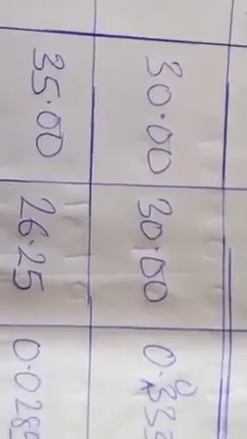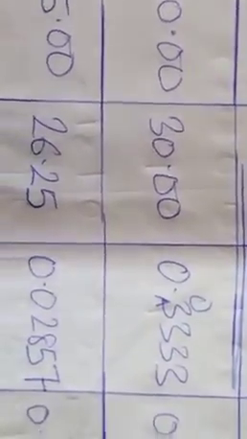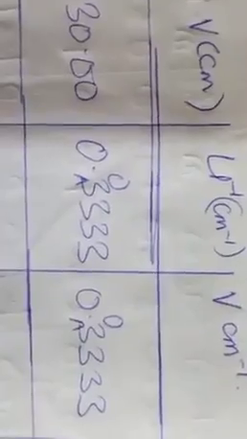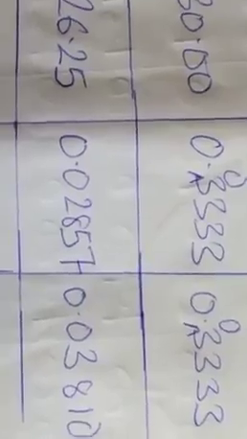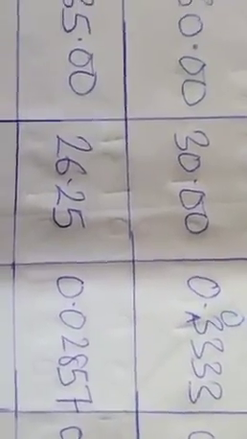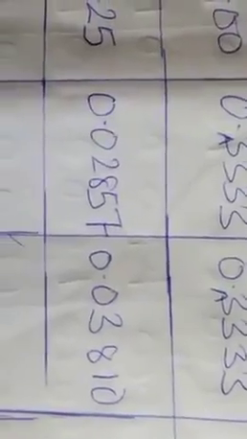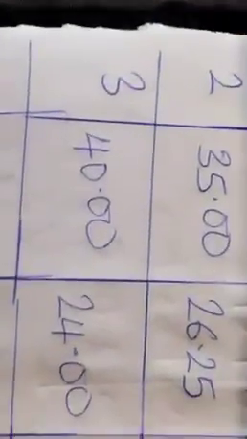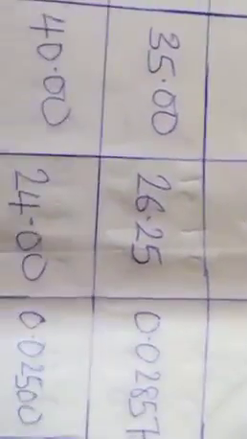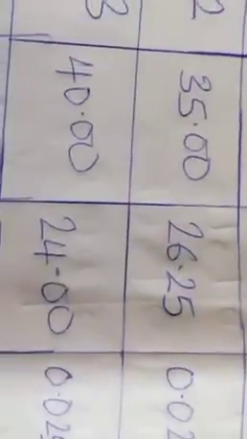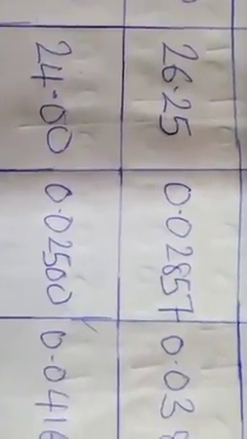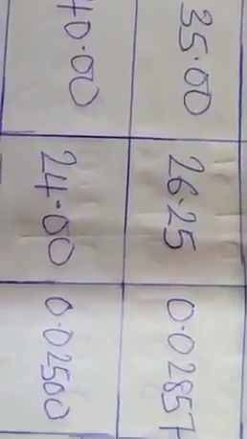Then number 2 experiment, when the distance between the lens and the ray box is 35 cm, that's our U. Our image distance we obtained as 26.25. Our inverse of object, that is 1 over 35, gives us 0.2857. The inverse of 26.25, the inverse of image distance, gives us 0.03810. Then when our U was 40 cm, our image distance V was obtained as 24 cm. Then the inverse of U, 1 over 40, is 0.02500, and the inverse of V, 1 over 24, gave us 0.04167.